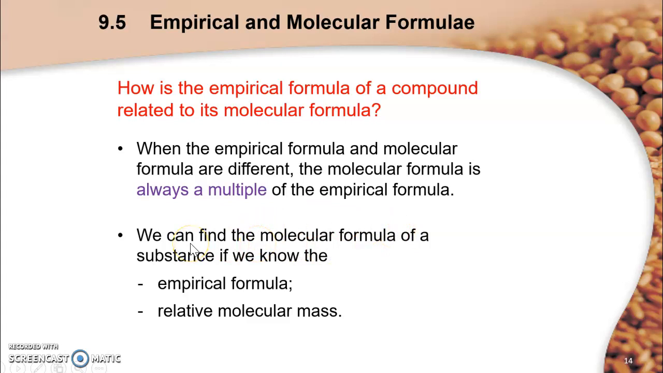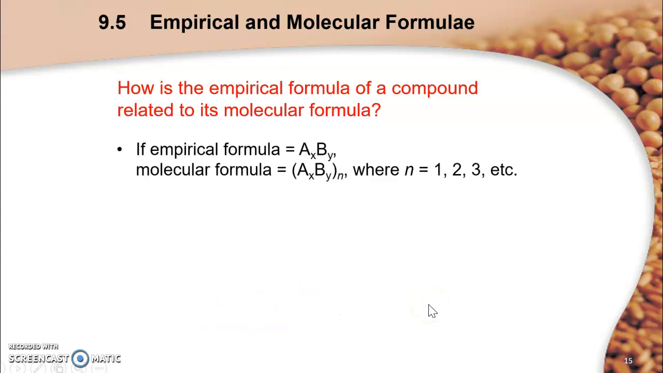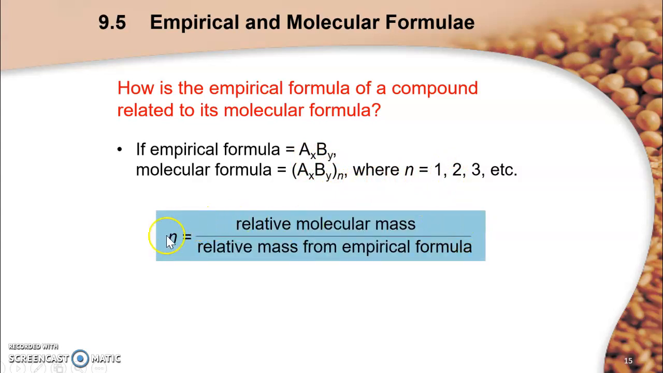So in the question, we have already found the empirical formula to be C3H4O3, and there's also the relative molecular mass given, which is 176. So how do I go about doing it? Say I have an empirical formula of AxBy. The molecular formula will be (AxBy)n, whereby n equals 1, 2, or 3. Then we calculate n by using the relative molecular mass, which is always given in the question, divided by the relative mass from the empirical formula that we have calculated.